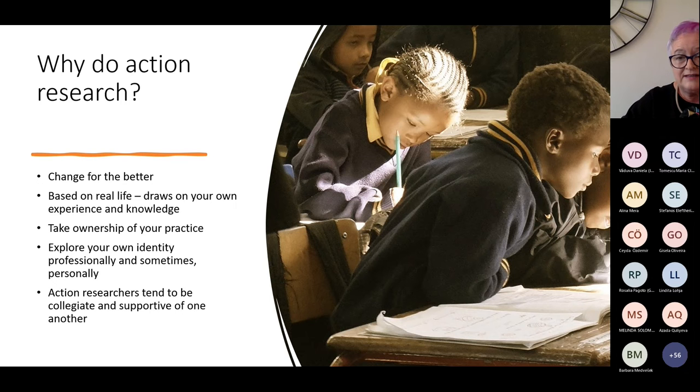And again, I have that whole idea of the sense of ownership and agency, and how action researchers really do tend to be collegiate and supportive of one another. If an action researcher looks for help, somebody will always come to their aid and offer some form of help if needed. It just seems to go with the territory. I'm not sure. Again, it's not a researched fact, but it does seem to be the case.